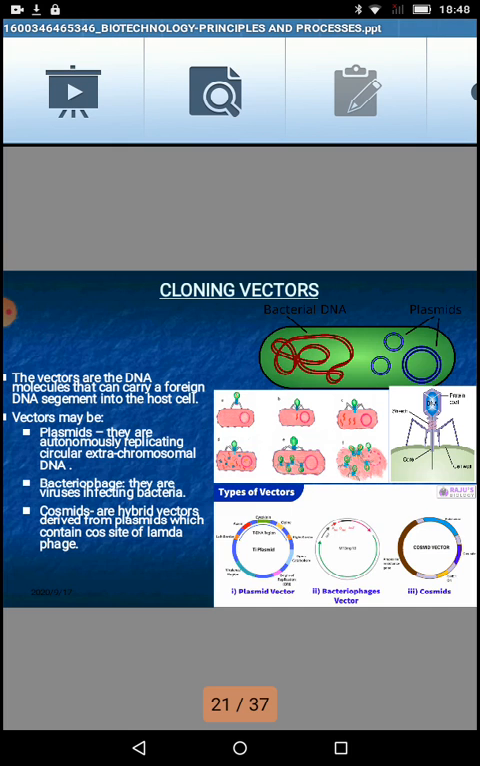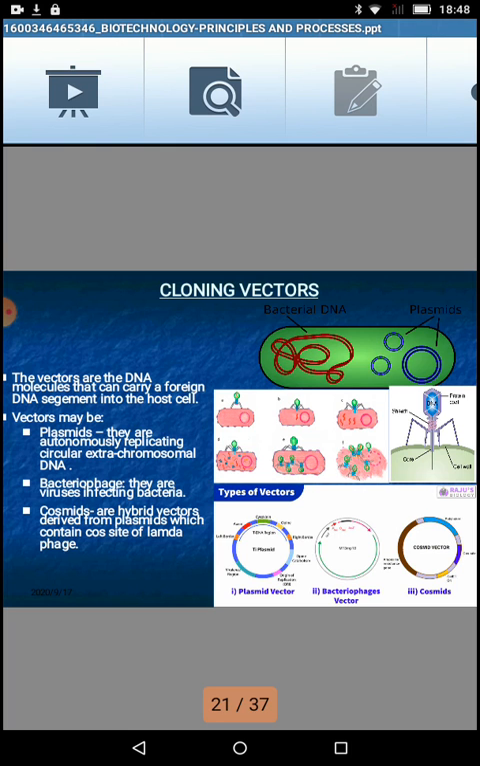So in a way, even bacteriophage, or to be more specific, disarmed bacteriophage. Disarmed means they don't cause disease. So first you treat these bacteriophages, and all the segments of the bacteriophages which are responsible for causing disease, you delete them out and then use that bacteriophage as a vector. Then it can be used in recombinant technology.